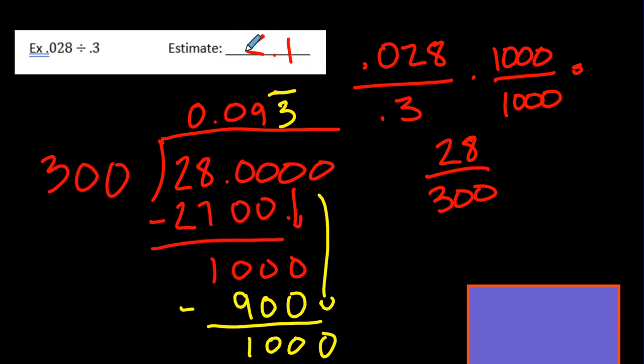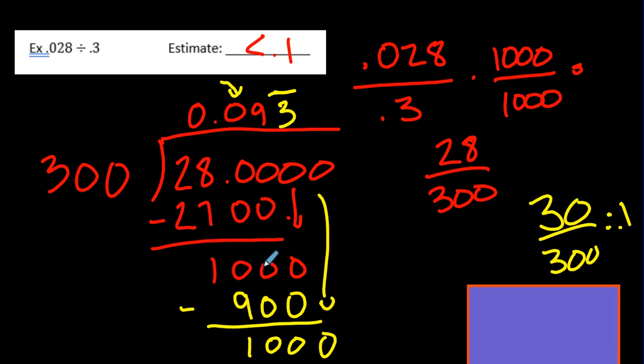This should have gotten us an answer a little bit less than 0.1 because 30 over 300 is the same as 0.1. So therefore our answer is going to be a little less than 0.1. We need to make sure that we have this placeholder 0 right here when we do our division. So therefore 9 times 300 gets us 2,700.